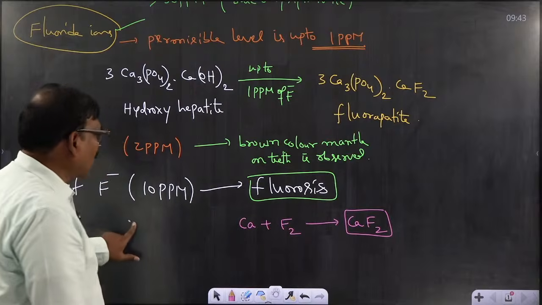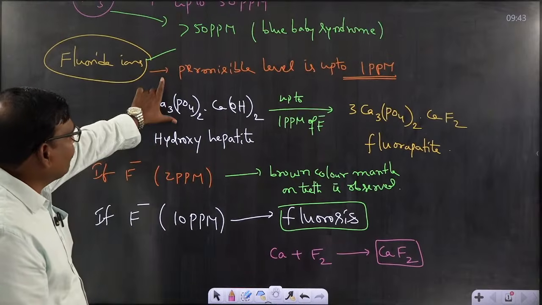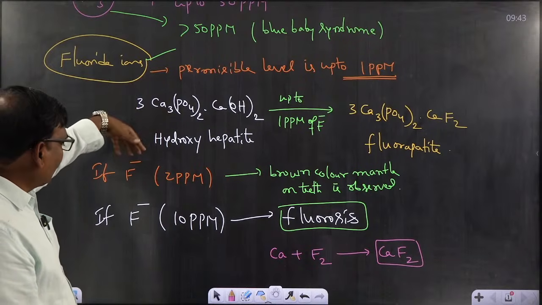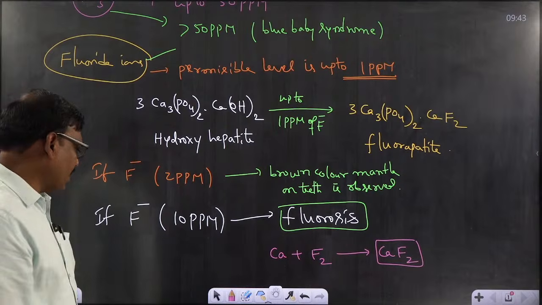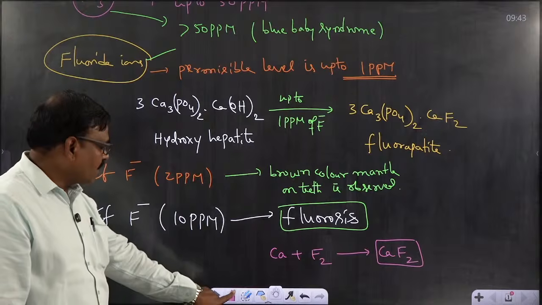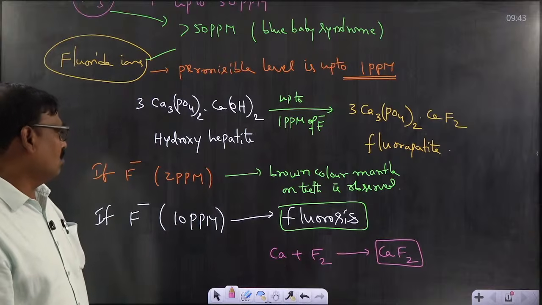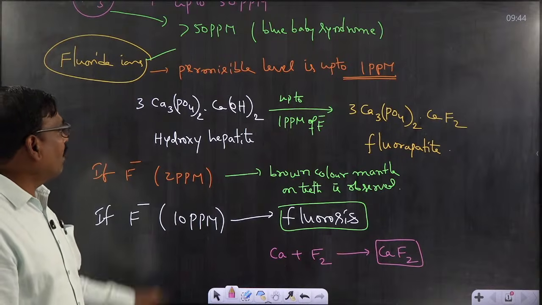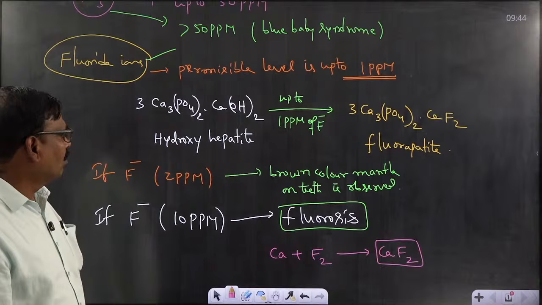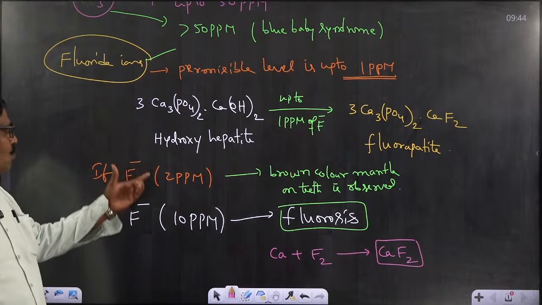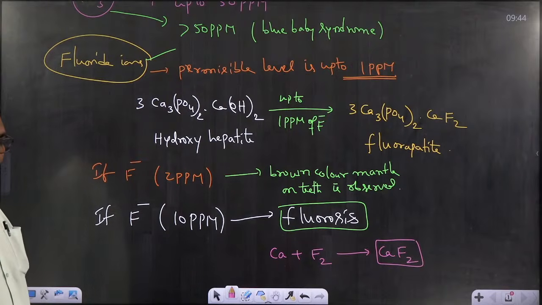Up to 1 ppm, there is definitely a need for fluoride in water. More than that level has an adverse effect on human beings, especially in some areas like Prakasham and Nalgonda district, where fluoride levels in water are mostly high. In such cases, various techniques are used to reduce the fluoride levels. That is not in our syllabus, it is beyond that limit. Okay, these things must be remembered.